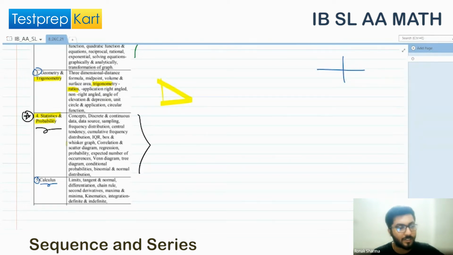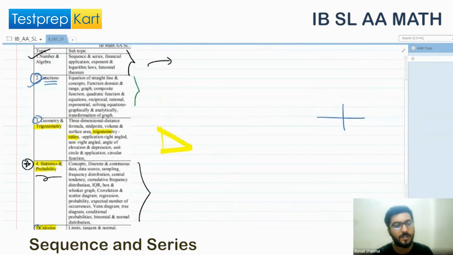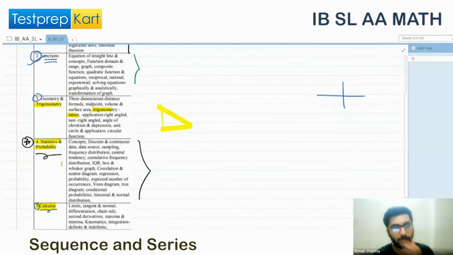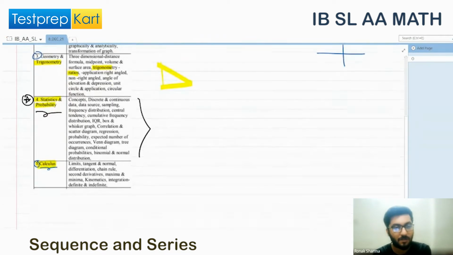And then the last unit is calculus. As I told you, it is about functions only, so we're going to see each and everything, like applications of functions: how we have to judge the nature of the graph of any function, how a function is reacting around any point, where it is taking the maximum point, where it is taking the minimum point. All those things are going to be covered in the fifth unit. So in total we have five units. One is number and algebra, second is functions, third is geometry and trigonometry, fourth is statistics and probability, and fifth is calculus.